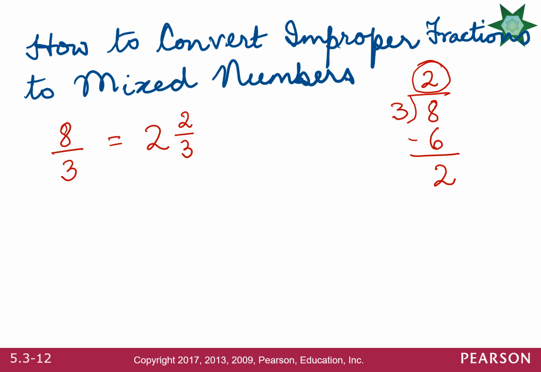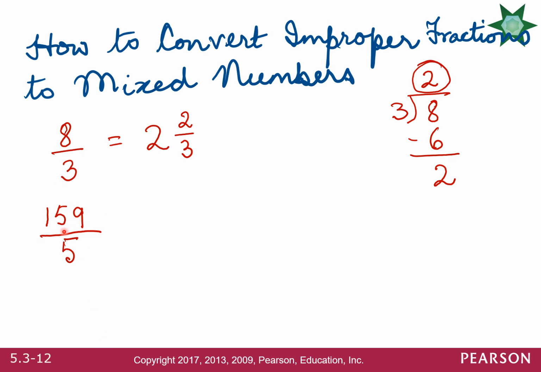Let's take another example, a larger number maybe. I'll use 159 over 5. All right, so this is again an improper fraction.